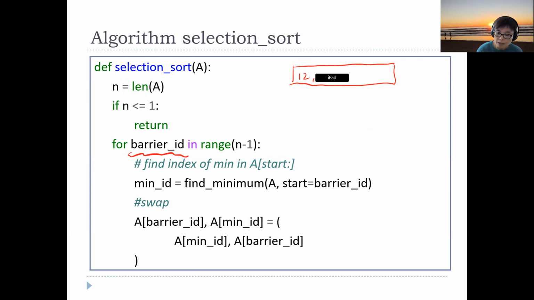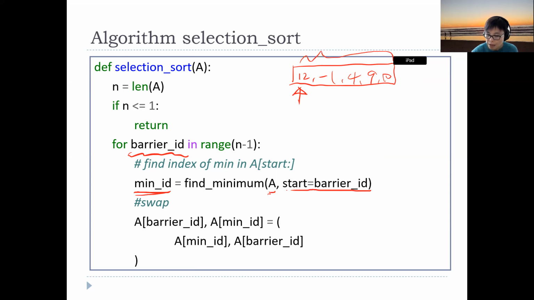So like in the previous case, at the beginning the barrier ID is 0, because to its left is a portion we have not yet sorted. Okay, what do we do? Inside, we first find the index of the smallest element in the portion of the array starting from the barrier ID to its right, namely all the unsorted portion.